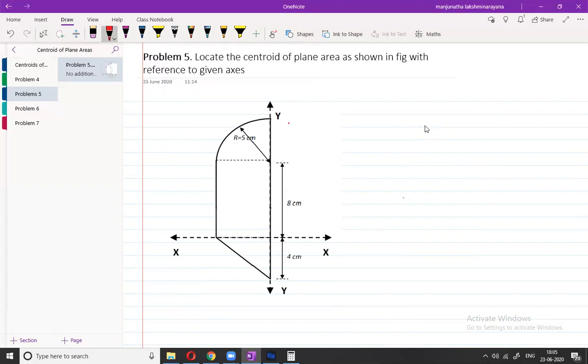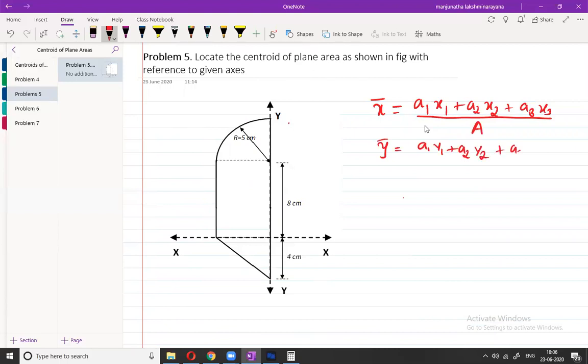So in this case, because this is made up of three areas, the centroid of the complex area can be obtained by x bar equal to A1 x1 plus A2 x2 plus A3 x3 divided by total area A, and y bar is obtained by A1 y1 plus A2 y2 plus A3 y3 divided by A. So we need to calculate these areas, and y1, y2, y3, x1, x2, x3.